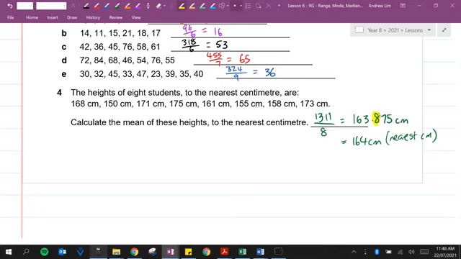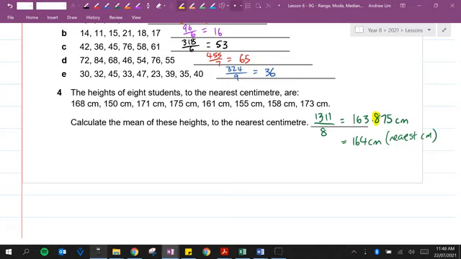Okay, so now we know how to work out the range, mode, median, and mean. The range is highest minus lowest. The median is the middle score, so we need to arrange them in ascending order, then cancel out the lowest and highest until we reach the middle 1 or 2. If there's only 1 left, that's the median, that's the middle score. If there's 2 left, we need to add them together and divide it by 2.